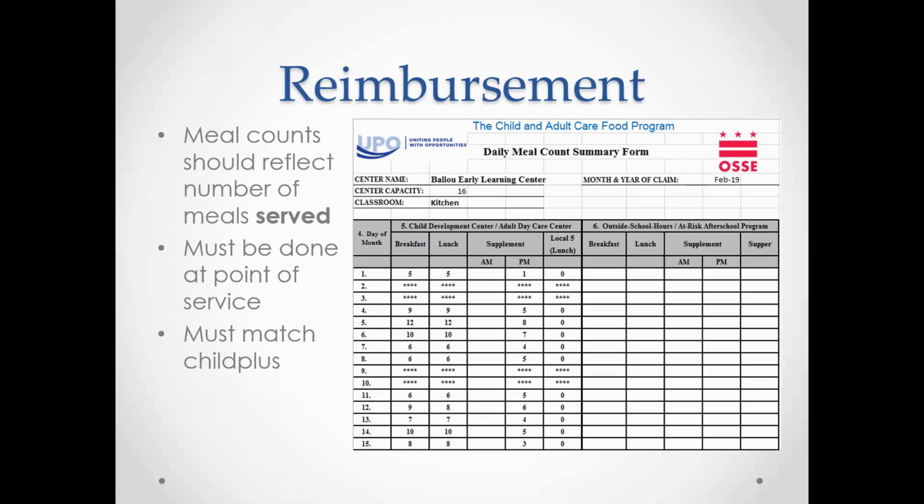So meal count should reflect number of meals served, and it must be done at point of service. So when the meals are being served, we have to write down the number of children that are being served and that are eating. And it must match what is entered in Child Plus. So here we have an example. Blue, this is their meal count. They do it online, which is really nice on Excel because it just auto-calculates their meal count at the end. And you see on the far right, they've got their Local 5, which is all 0 because we're not receiving the Local 5 right now, but it will pick back up in April.